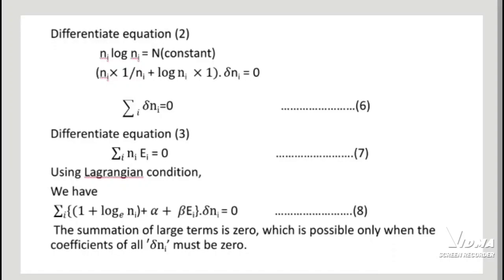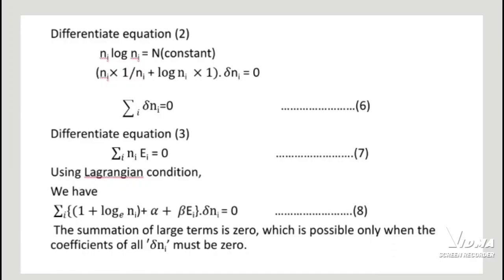Differentiating equation 2, summation Ni is equal to capital N. This capital N is a constant, and the differentiation of a constant is 0. So summation of delta Ni is equal to 0. That is equation number 6. Differentiating equation number 3, summation epsilon i into delta Ni is equal to 0. That is equation number 7.